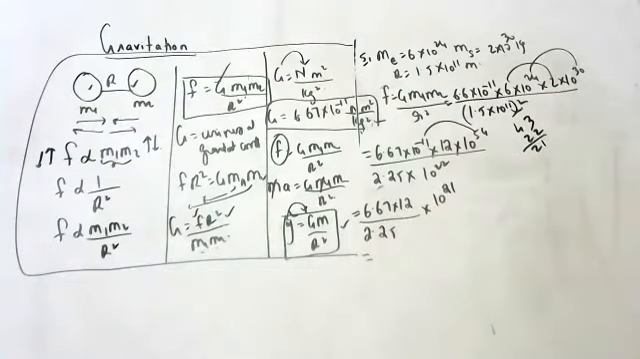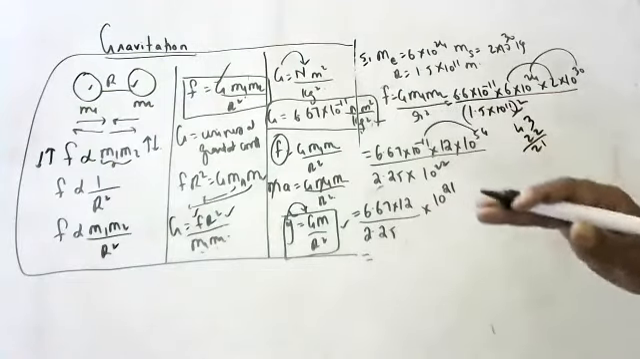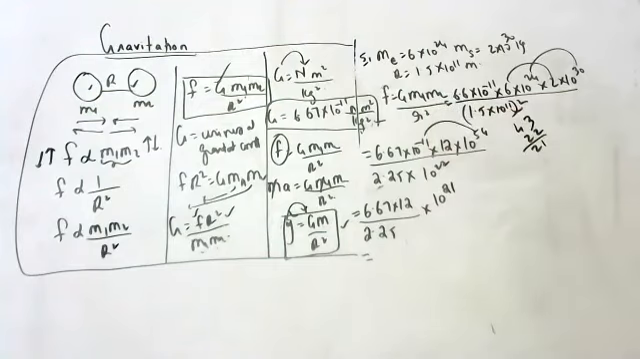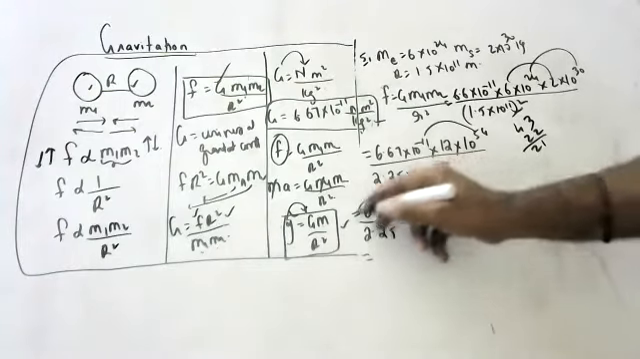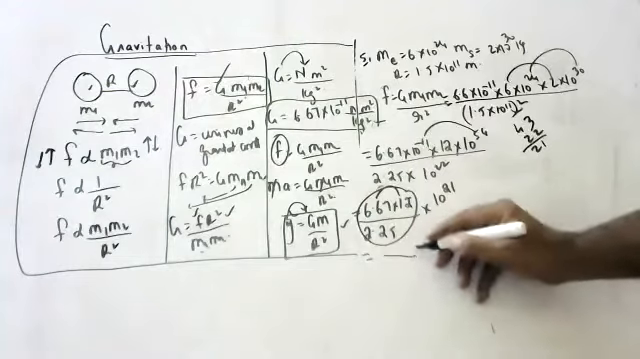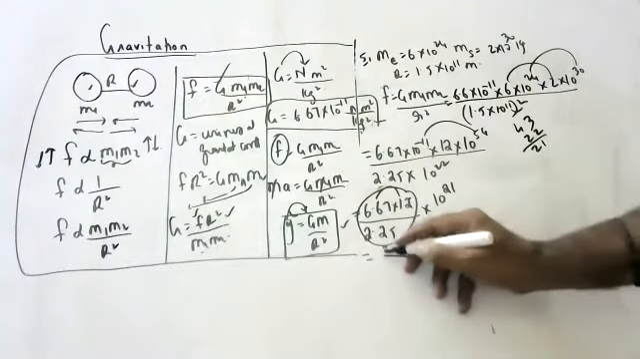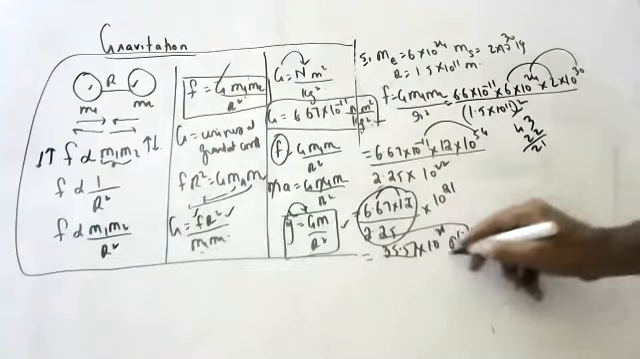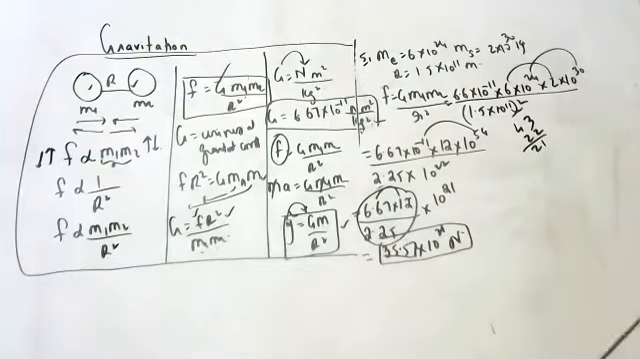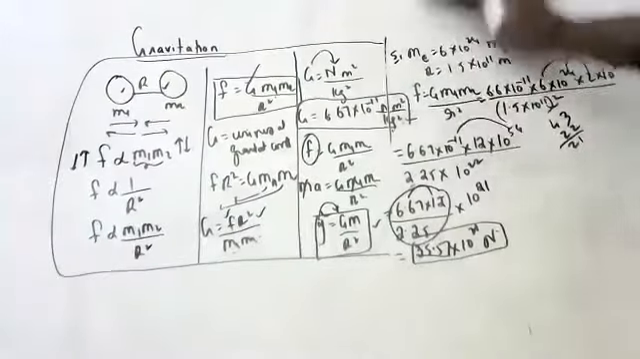Aisha, approximately this one you will get, no problem. Can anyone help me out, children? How much will 6.67 into 12 by 2.25 come? 35.57. So 35.57 into 10 to the power of 21 Newton is the force of attraction between Earth and the Sun, children. Okay, like this.